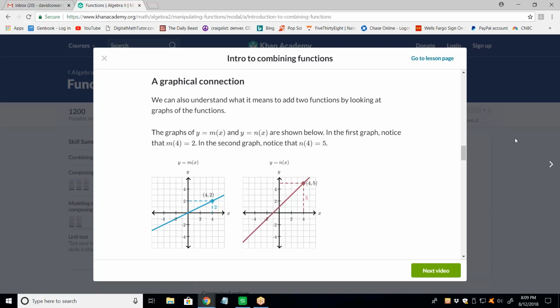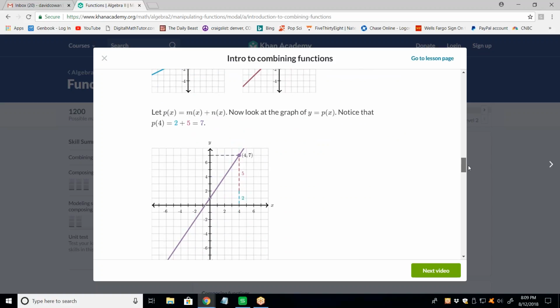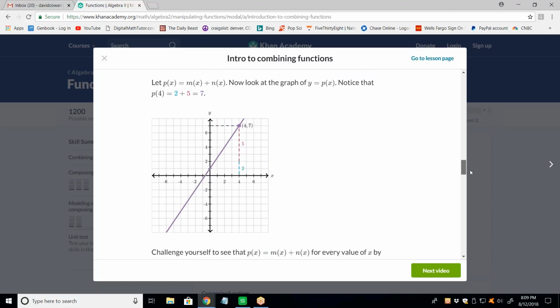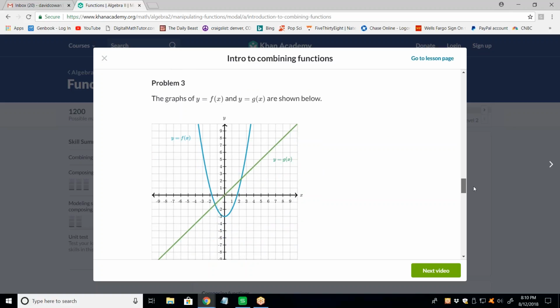Okay. This part is introducing you to how to graph a line of a particular function. Let's just test you. Let's practice and see whether you have any problems or not.